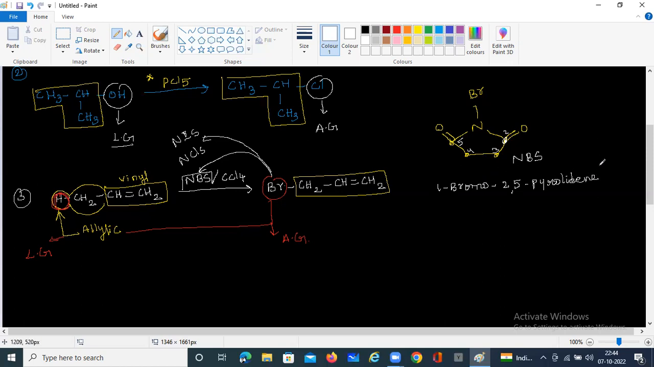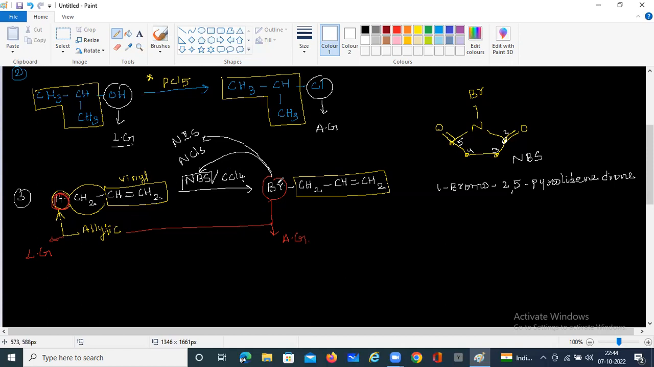And how many ketones are there? Two. So that's why we can simply say dione. So this is the IUPAC name of this compound. So this type of reagent should be used over here in the presence of CCl4 for the conversion of what? The allylic hydrogen is going to be replaced by bromine.